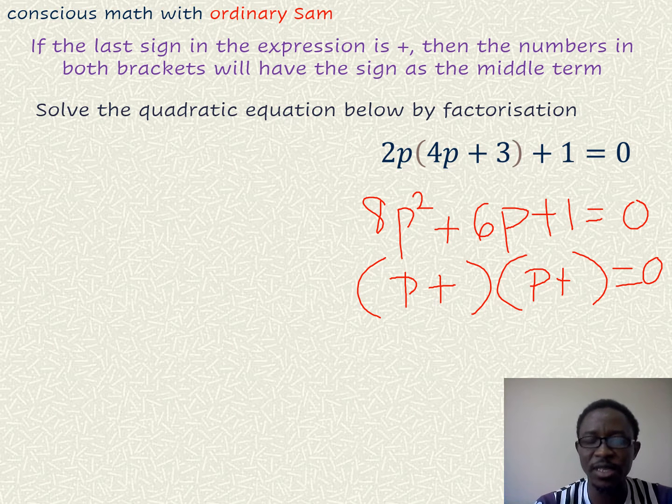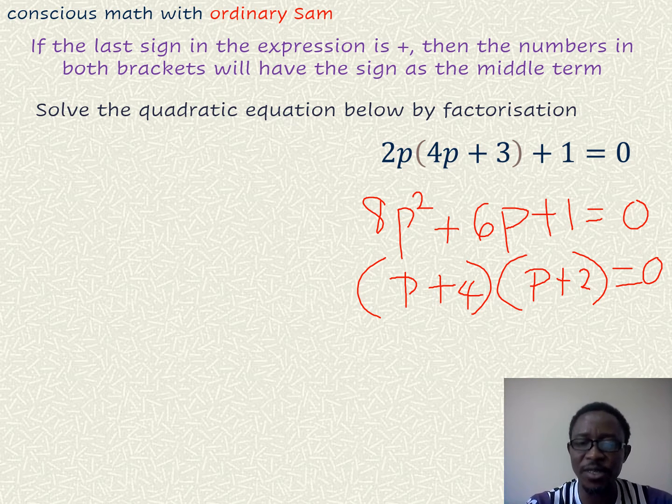This time around, you say the first number, which is 8, multiplied by the last number, which is 1. What do you have? 8. And then the middle term is a 6. What are the two numbers that when you multiply, you get an 8, and you add, you get a 6? They are 4 and 2. Now, because the first term is an 8, you take the 4 and the 2 and divide each of them by 8.